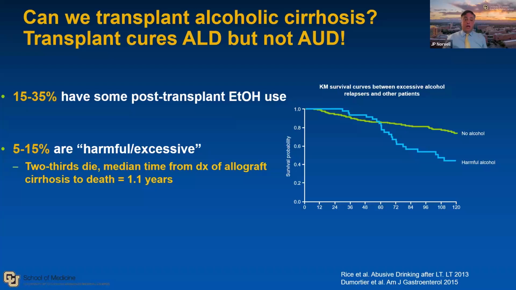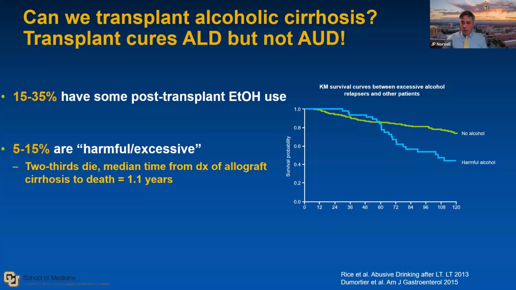And this data shows that any alcohol use really will impact both allograft and overall patient outcomes. So alcohol use after transplant, unfortunately, is all too common, and this is data referring to patients that we historically transplanted for cirrhosis. About 15 to 35% will at least have some alcohol use after transplant. And of those that are considered harmful or excessive drinking, which is a minority, but a very important minority, about two-thirds of those patients will die. And the median time from diagnosis of allograft cirrhosis to death is a mere 1.1 years. So basically, post-transplant, alcohol use really accelerated that.